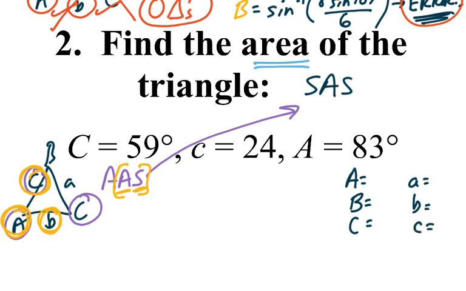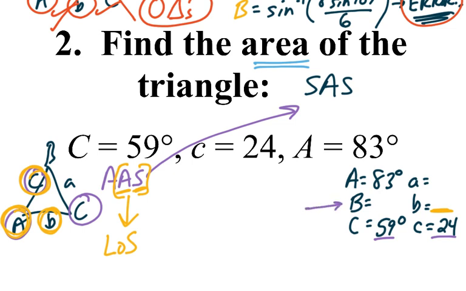All right, so C is 59, A is 83, and side C is 24. Our goal is to get B, because once we have B, then we're going to have side, angle, side, and we should be good to go for the area, right? So in order to do that, because it's AAS, I need law of sines. I've got this fraction, and I'd love to use it to find B, but I don't have angle B either.